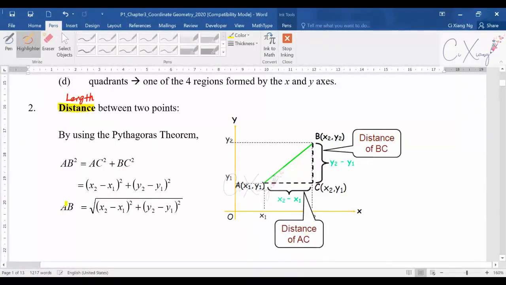Generally AB is equal to the square root of x2 minus x1 squared plus y2 minus y1 squared. So this is generally the formula. If you want to know how the formula comes about, you can refer to here. I'm not going to discuss it here, so you can have a look yourself. This is the formula that you have to memorize: x2 minus x1 squared plus y2 minus y1 squared. Or you can memorize it as x1 minus x2 squared plus y1 minus y2 squared, also no problem. So the first thing you need to know is the distance, or the length between 2 points.